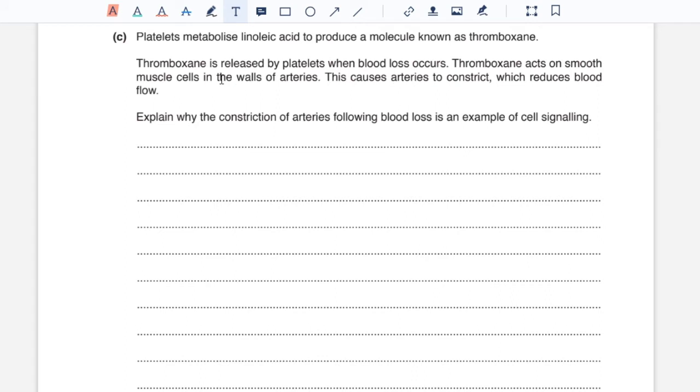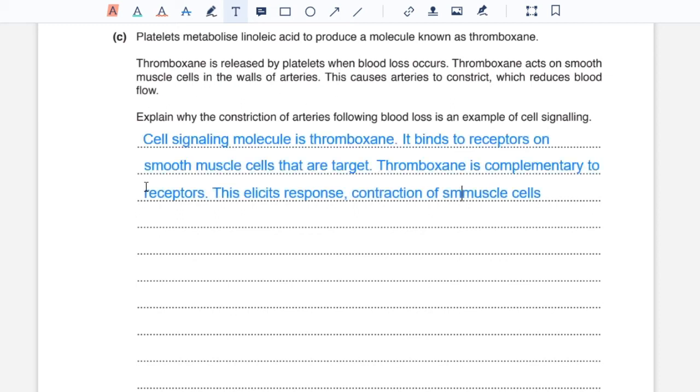Now keep in mind that thromboxane, or the cell signaling molecule, does not directly cause constriction of arteries. It, however, causes contraction of muscles. The response that it elicits is the contraction of muscles, which in turn causes constriction of arteries, which is controlled by contraction of muscles.